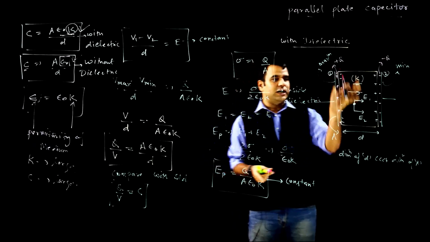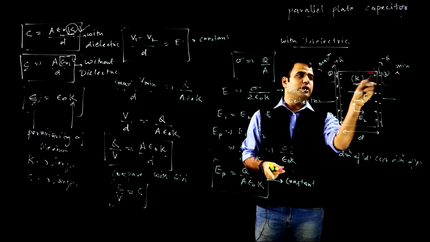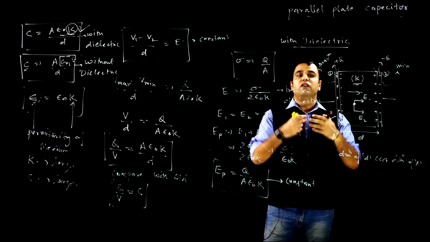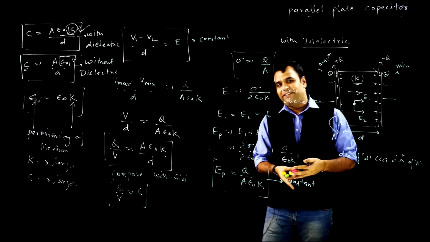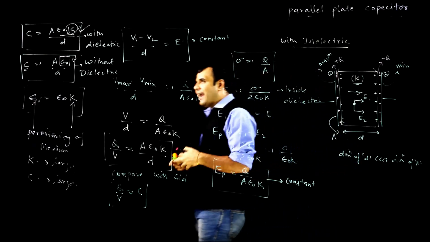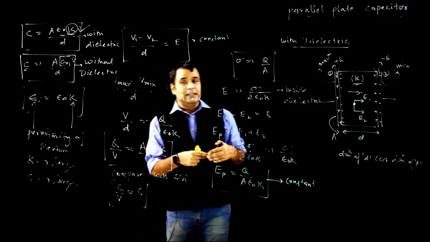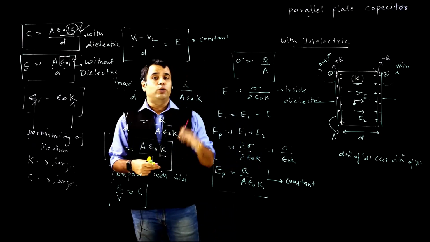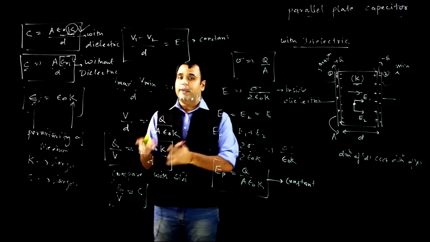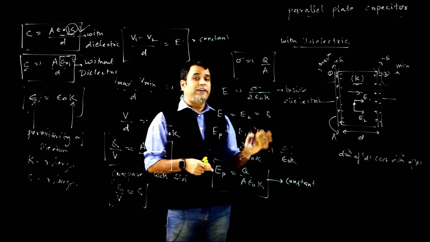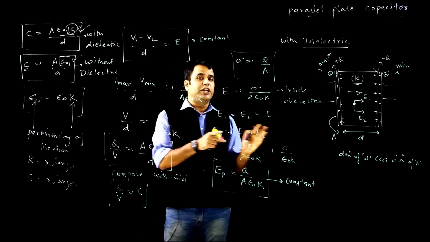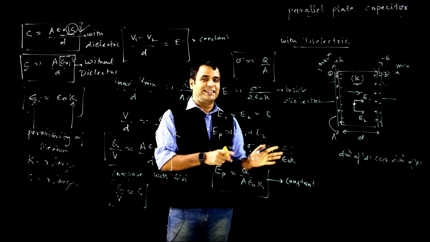Because if you use the conductor, the charge will move to the negative plate and the charge distribution will vanish, and that will end the electric field. So the K value should be large, but for that K value, the conductivity should not be there. So the dielectric constant should be high, but the conductivity should not be there. That kind of dielectric you have to use. It should be a dielectric, not a conductor.